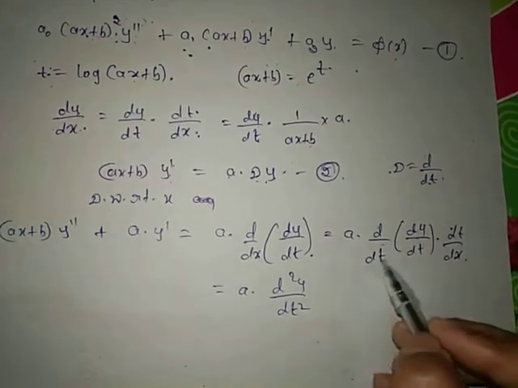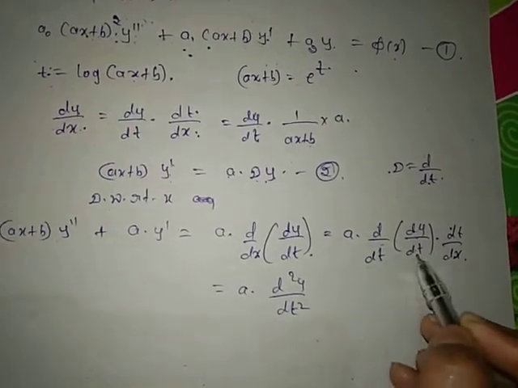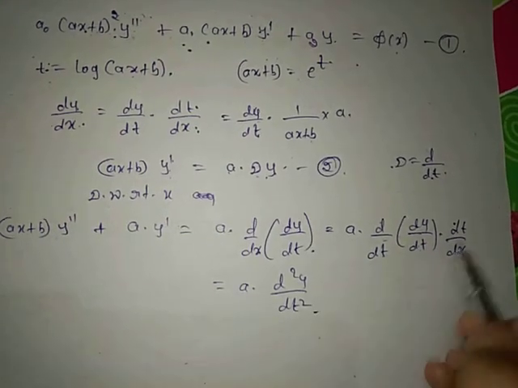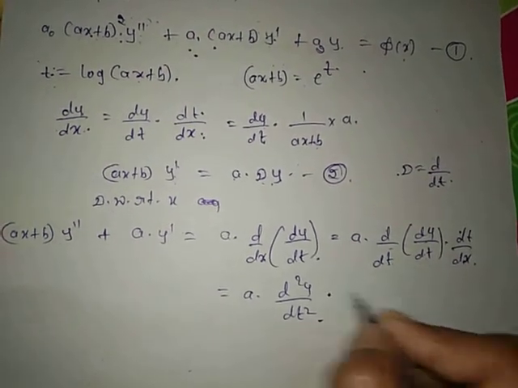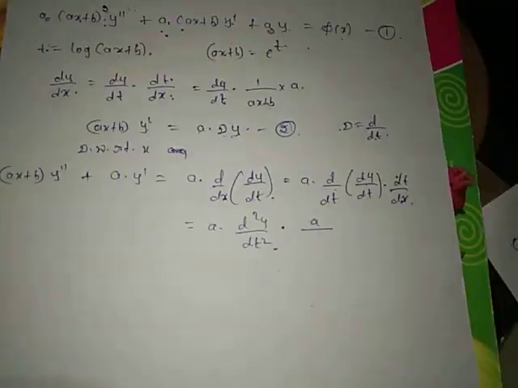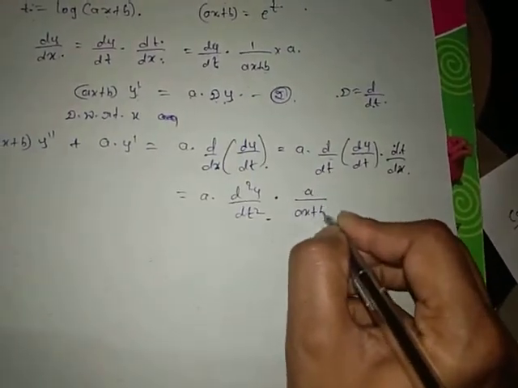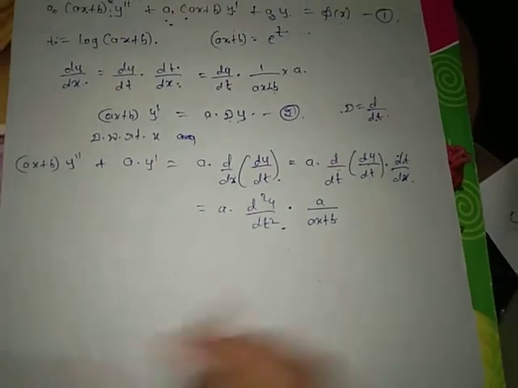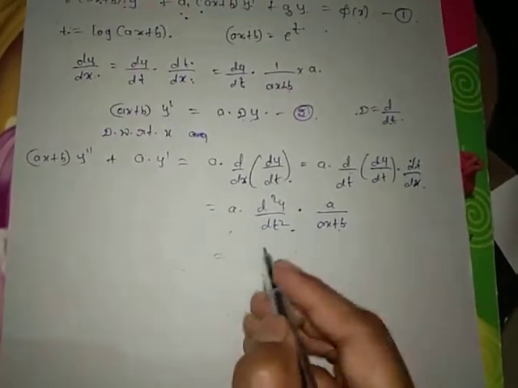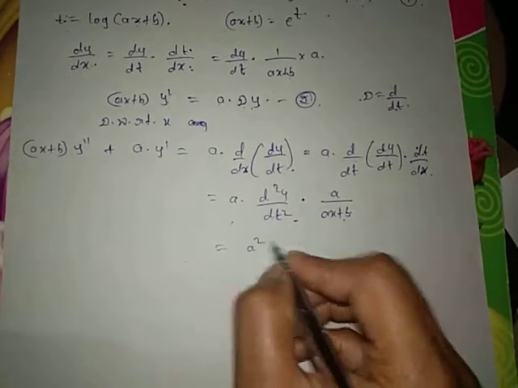Here, the derivative of this function with respect to t: d square y by dt square. dt by dx is equal to a divided by ax plus b. Now take again the ax plus b onto the LHS side. A into a becomes a square.